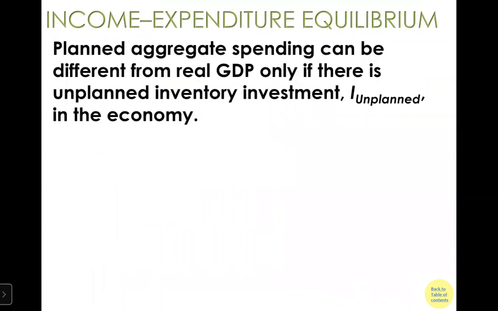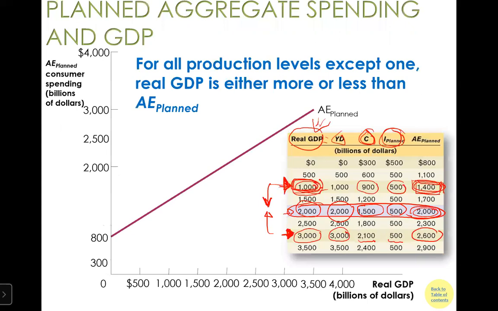Now this slide kind of summarizes what I just discussed. So planned aggregate expenditure can be different from real GDP, right? But they are different only if there is unplanned inventory investment. Let's go back to the previous one. Say, here, they are different. That just means your inventory will run low, right? Because you can't satisfy the demand. So in this case, your unplanned inventory investment is negative because you start running low.